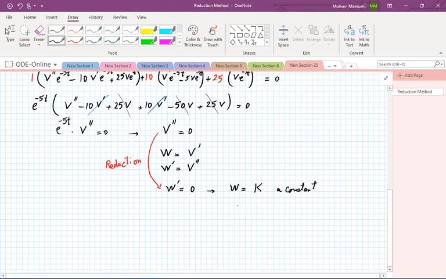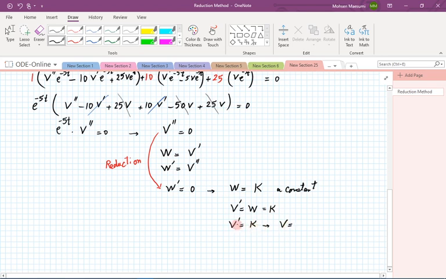Now we have to start going back up the ladder, or putting these dolls back inside each other. So w is equal to k. So we go back up to who is v. We remember the v prime, we called it w. And w we found out that is k. So v prime is k. So derivative of something is a constant. What is that thing? Well, we go up the ladder now one more step.